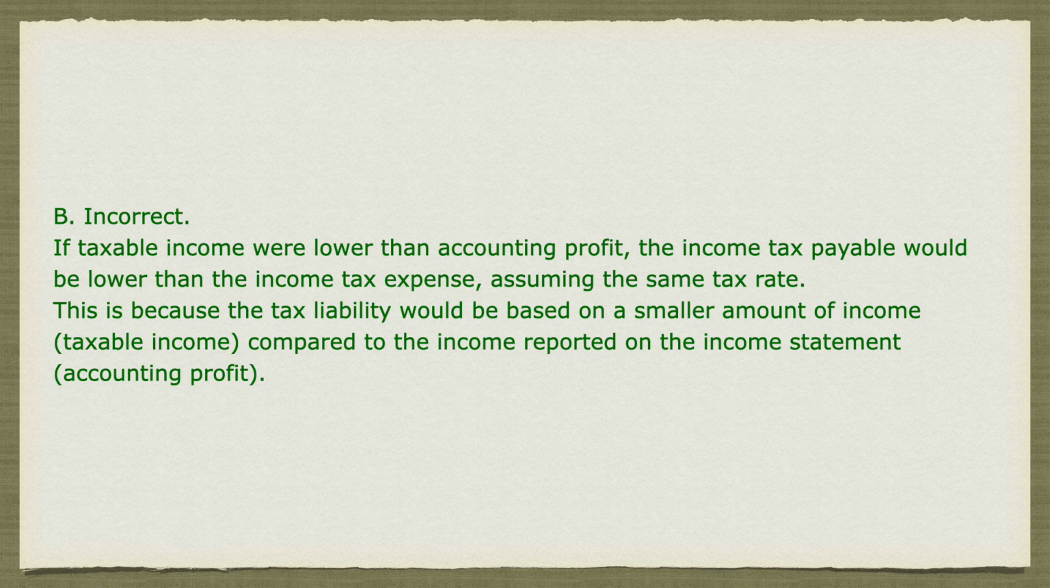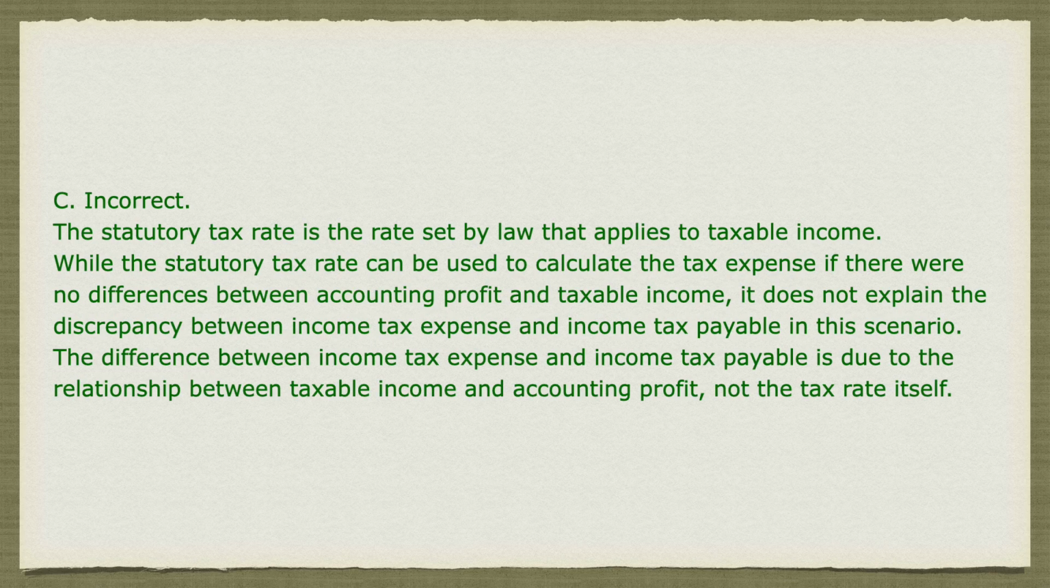B, incorrect. Lower taxable income than accounting profit results in lower income tax payable due to a smaller tax liability. C, incorrect. The statutory tax rate set by law applies to taxable income. Differences between income tax expense and payable arise from taxable income and accounting profit, not the tax rate.